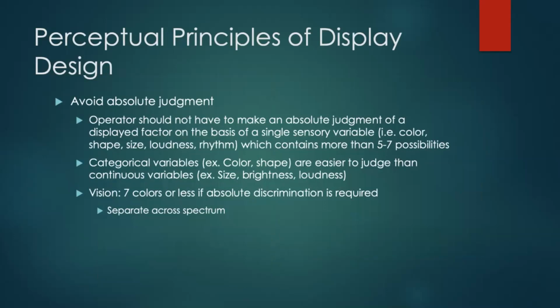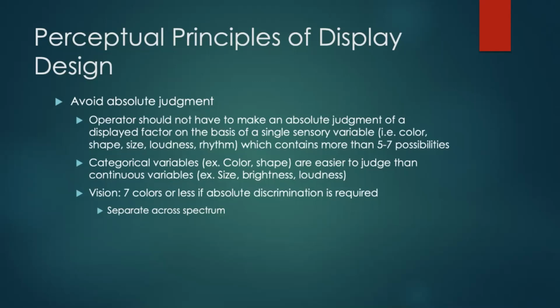You want to avoid absolute judgments when you can. Humans are really bad at making absolute judgments. We tend to be very good at making relativistic judgments. This is better than that. This is louder than that. But we're not good at providing absolute ones.